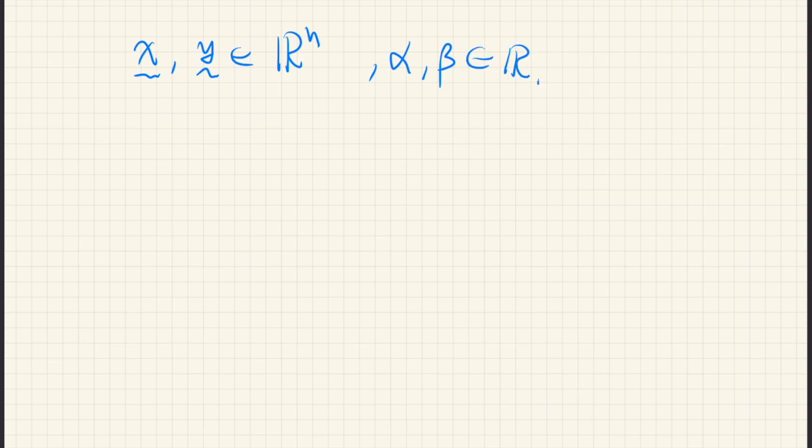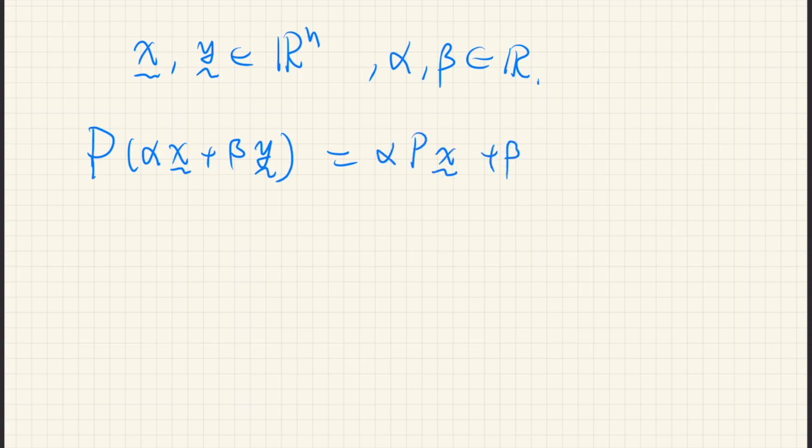Next, let's show that this projection is a linear operation. Suppose we have x and y that are vectors in R^n, and alpha and beta are real numbers. Then by saying a linear operation, we mean this: P of alpha x plus beta y is equal to alpha times P x plus beta times P y. So this means linear operation.